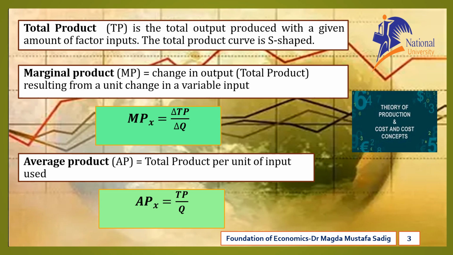Average product. Average product is the output per unit of input, and it equals total product divided by Q, where Q stands for the quantity of inputs used. When marginal product is larger than average product, average product is rising. When marginal product is less than average product, average product is falling. When marginal product equals average product, average product reaches its maximum.